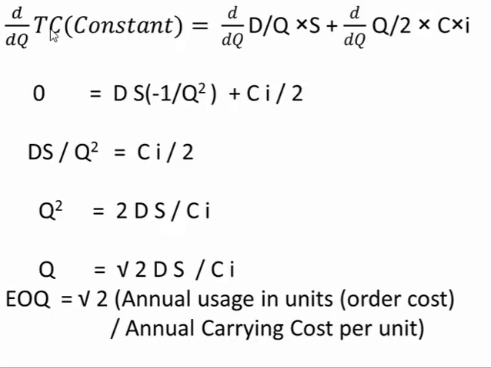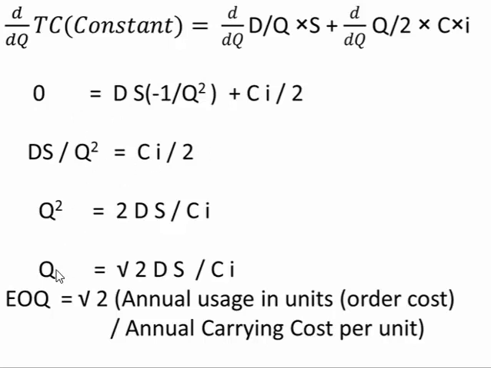Then we differentiate this equation: d/dQ of total cost, d/dQ of DS divided by Q, and d/dQ of QCI divided by 2, and this differentiation comes out to be 0. Then d/dQ of 1 by Q is minus 1 upon Q square. Then CI upon 2 into d/dQ of Q, which is 1, so this comes out to be CI divided by 2. So we take this part to the left hand side, that is DS upon Q square equal to CI upon 2.